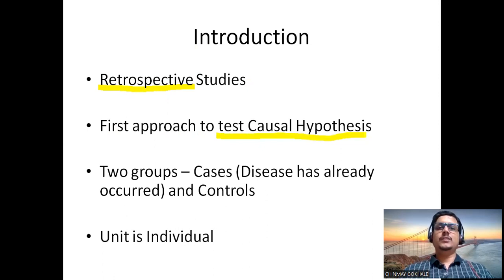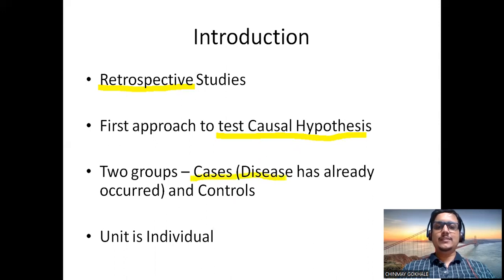By causal hypothesis we mean a hypothesis whether, say, a factor A is related with a disease B, whether it is related, whether it is not related, if related, how much related. That test is done using analytical epidemiology, and generally the first approach as a part of analytical epidemiology are case control studies. Now, case control studies, as the name suggests, will have two groups.